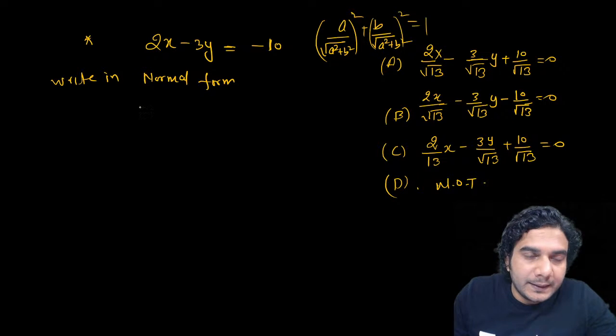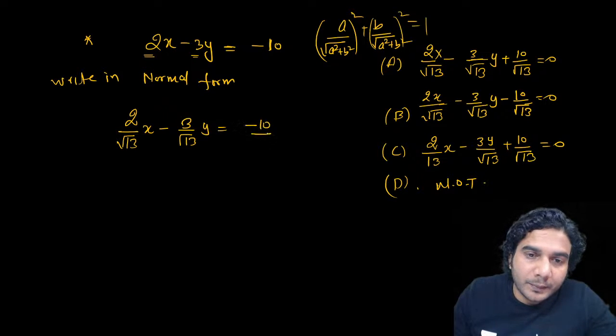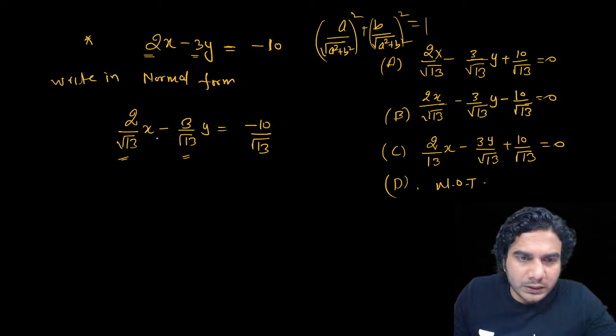So see, in this case, the first thing is to divide by under root of a square plus b square, so that these numbers can be expressed as sin alpha and cos alpha. So first thing is this: 2 upon root 13 x minus 3 upon root 13 y is equal to minus 10 upon root 13. And then second thing is, now this can be called sin alpha and the other can be called cos alpha, or the first one cos alpha and the second one sin alpha. So there will be one angle alpha.